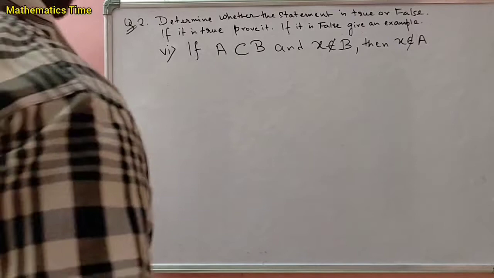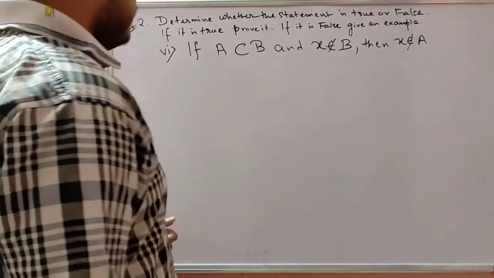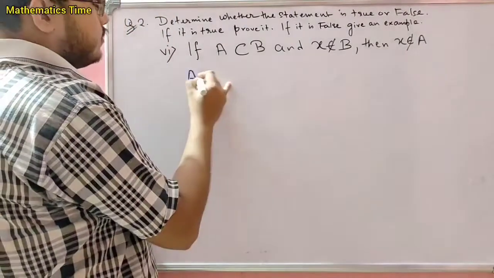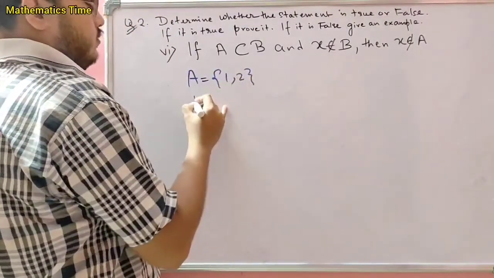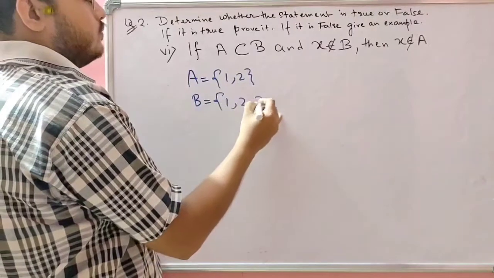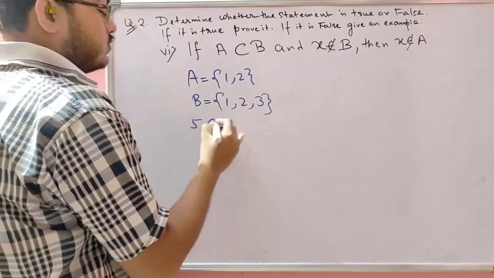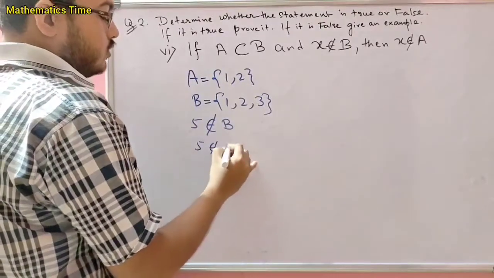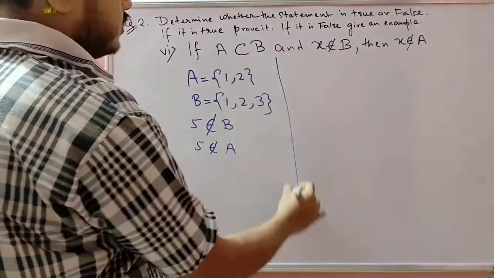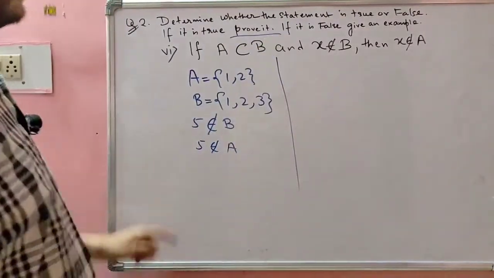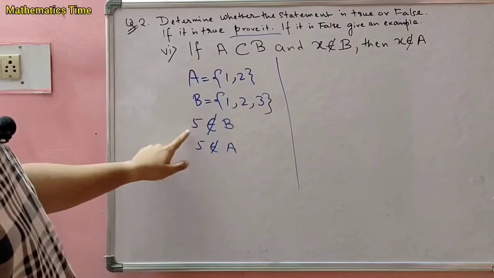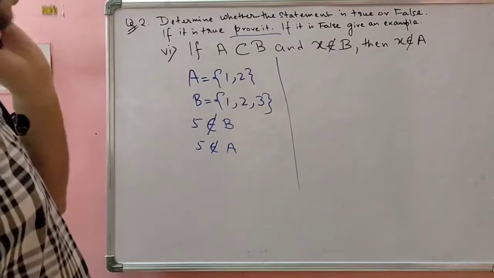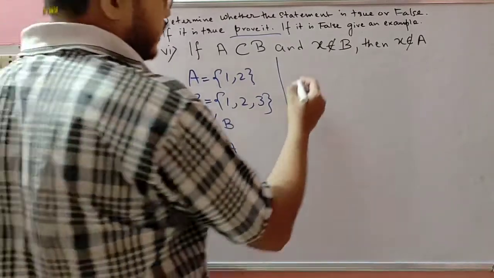So our next question is, if A is a subset of B and x does not belong to B, then x does not belong to A. Let us consider an example. A is {1, 2}, B is {1, 2, 3}. Now 5 does not belong to B, and 5 does not belong to A. It seems it's a true statement, but if it is true, we have to prove it. 5 is not an element of the set B, and 5 is not an element of the set A. This is an example. Now, how will we prove that?